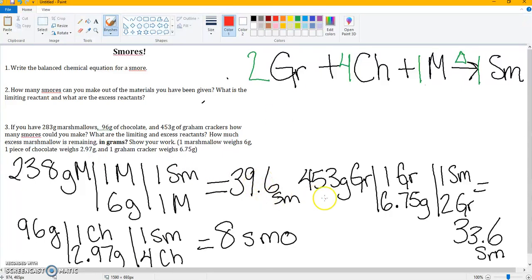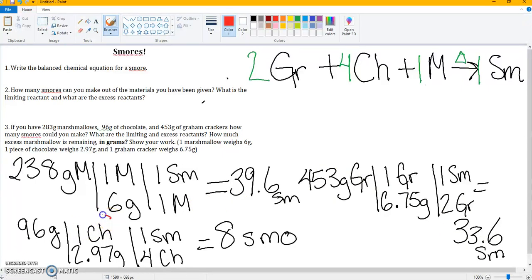So now once I do that conversion, it makes it really easy to see how many s'mores and marshmallows and chocolates I need. And with the amount of marshmallows I have, I can make 39.6 s'mores. So since we're dealing in whole s'mores, and I can't have part of a s'more, it would be 39. Here I have 8 s'mores, if I use the chocolate. And here I have 33.6, so 33 s'mores, if I use the graham cracker.